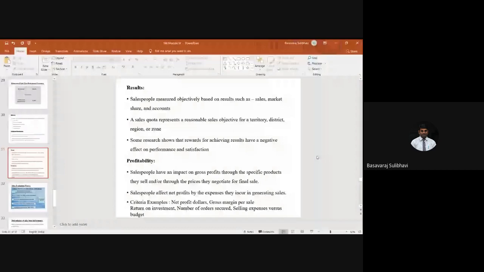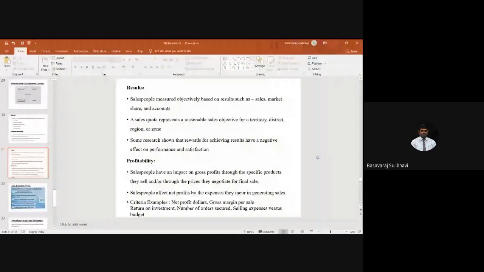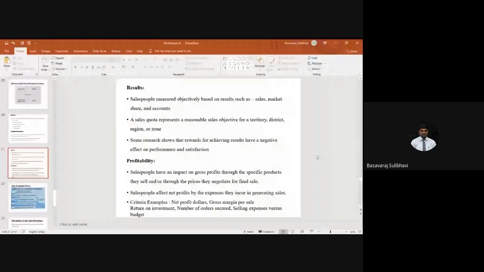Sometimes what happens, they run behind the rewards and forget about the ethical things or any professional dimensions, as we have discussed in the previous slide, right? They change their attitudes, they don't think about ethics, so that can affect the minds of the customers.